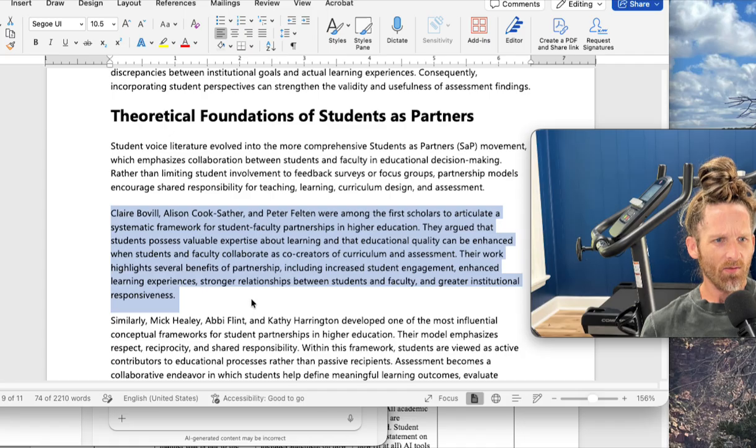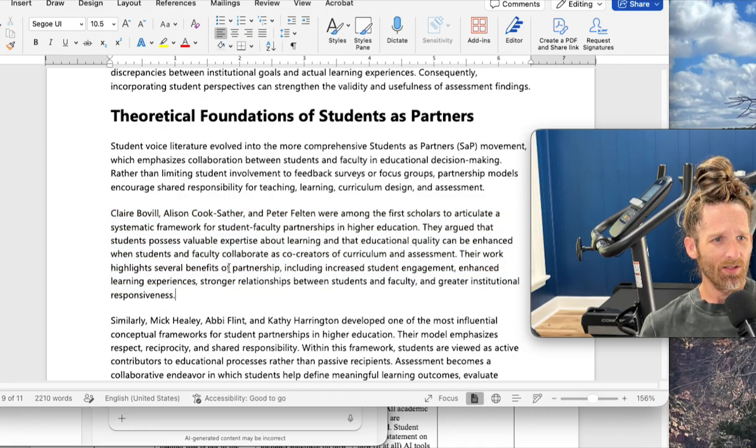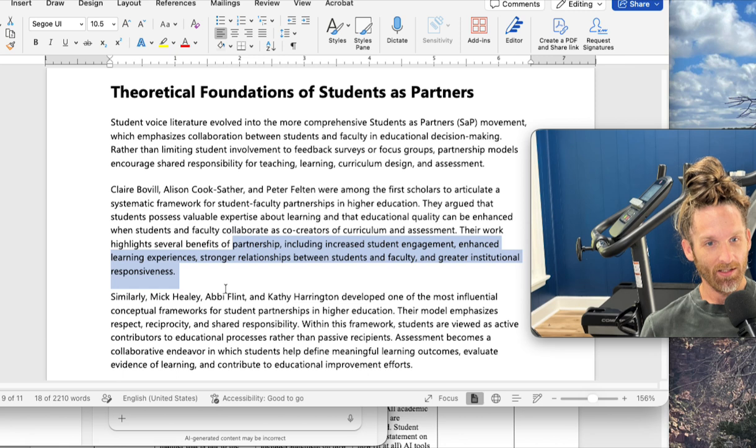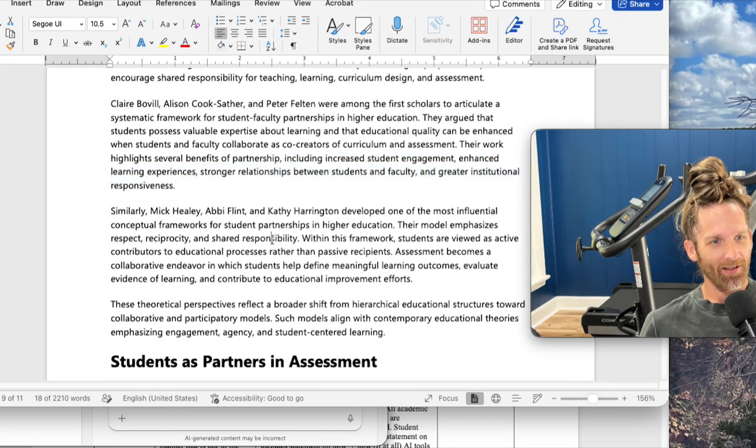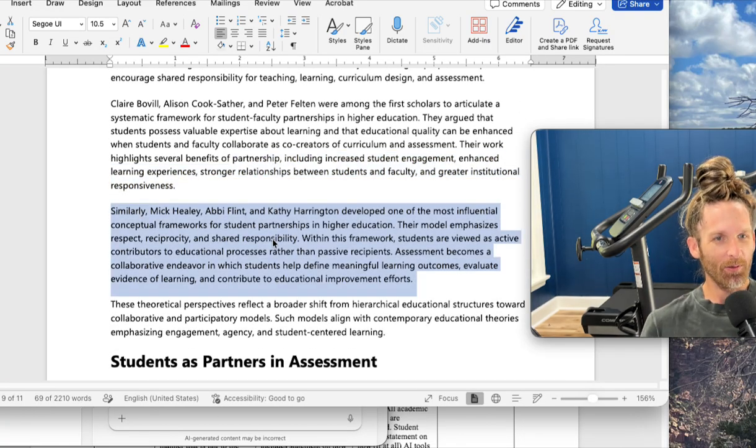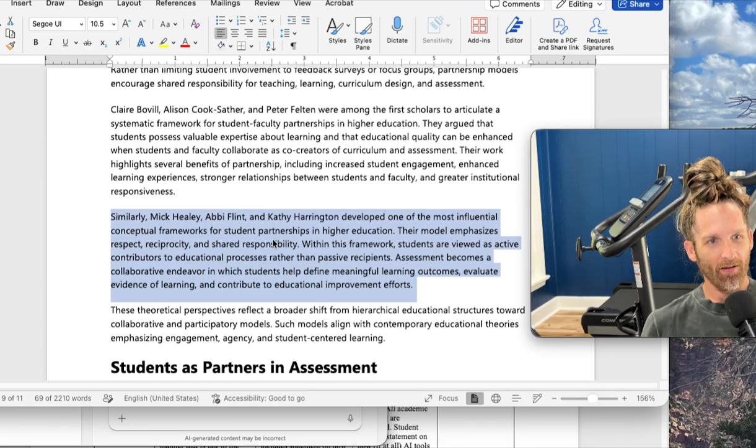Their work highlights several benefits of partnership, including increased student engagement, enhanced learning experiences, stronger relationships between student and faculty, greater institutional responsiveness. Those outcomes are vague. I can't imagine anything that a teacher might do that doesn't impact that. I mean, any high impact practice is going to impact that. So it's like, yeah, students can be involved in the assessment process, or they can be a dynamic learning experience. It all is kind of directed at the same thing. Fill in the gap of what the learning experience is, and you're going to have the benefits of that be essentially the same.